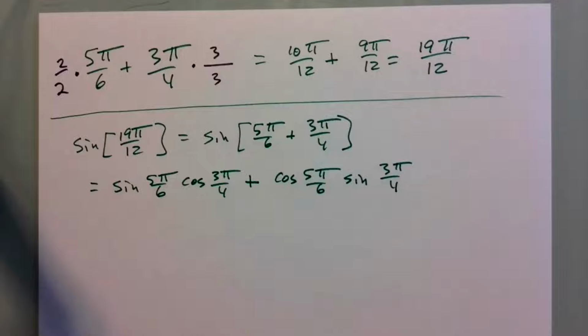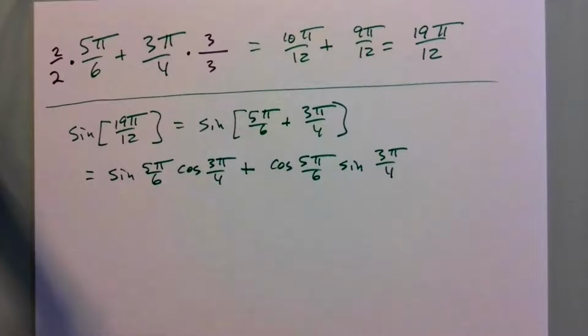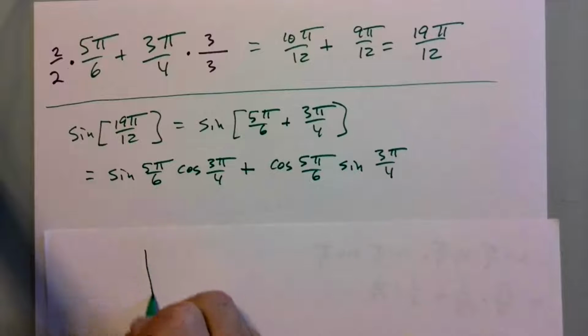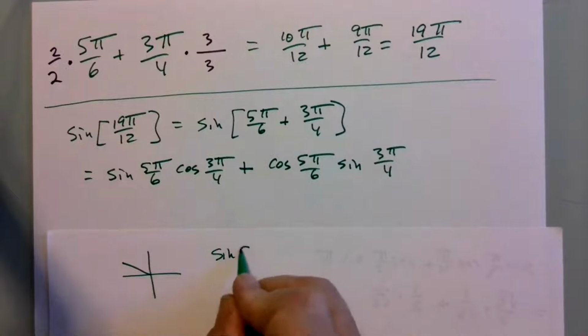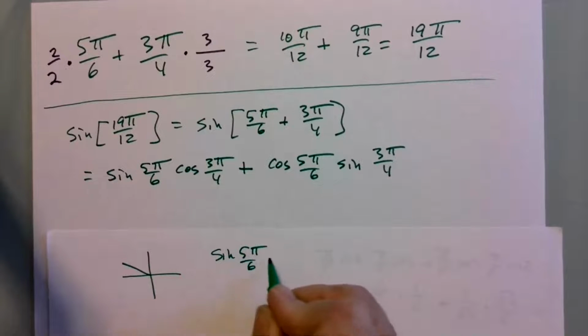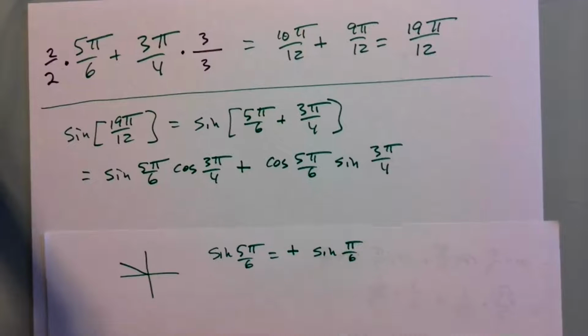So this is what we have. We have to think about where these things are now. So where is 5 pi over 6? Where is 3 pi over 4? Well, 5 pi over 6 is not quite pi, so that's pi over 6 short of pi. So sine of 5 pi over 6 is in quadrant 2, so that's plus the sine of pi over 6, which is 1/2.